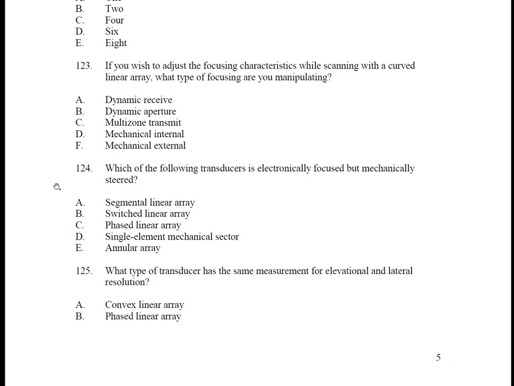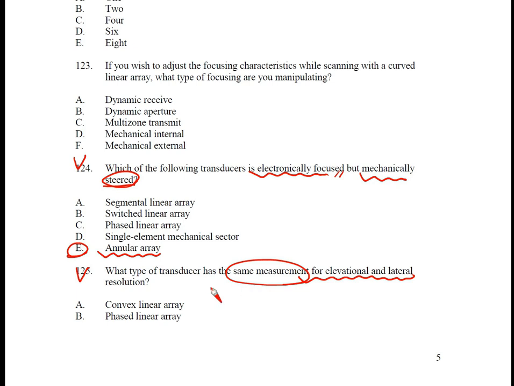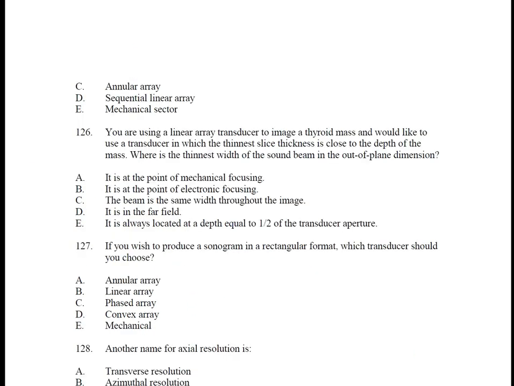Next, let's move on and look at question number 124. You can consider questions 124 and 125 to be about the same topic. Electrical focusing is possible, but electric steering is not, so there is a representative probe that uses mechanical steering. The correct answer is the annular array, which is listed in option 2. Also, if you look below, the fact that both elevation and lateral resolution are measured together is another representative feature of the annular array. So, since questions 124 and 125 are frequently asked and follow an important pattern, make sure to review and organize them.